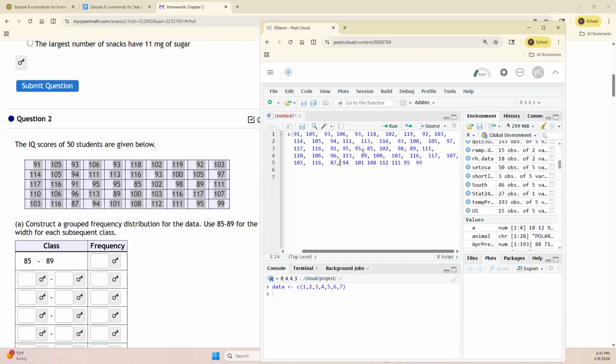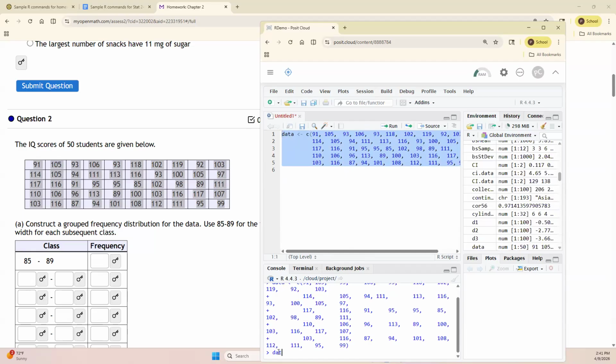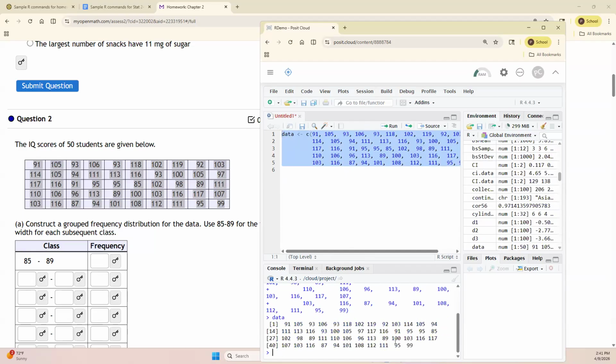The only thing when you're entering data is that the very last one doesn't need a comma after it. And there's my parentheses closing everything. If you want to be safe, highlight all of it and then run it. And now there's my data. Now it's in R, and now I can work with it in R a little more easily.